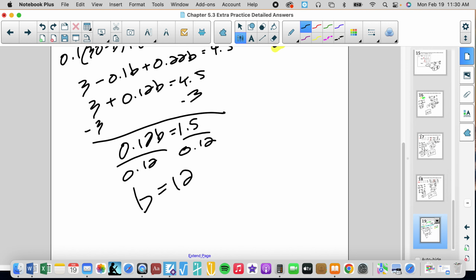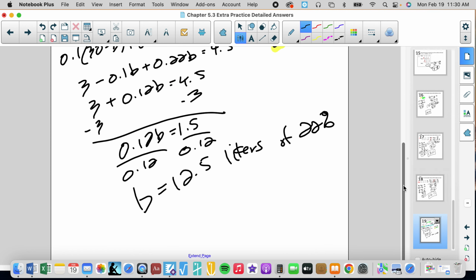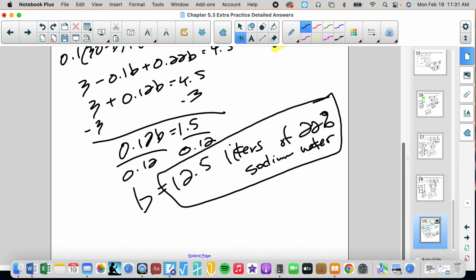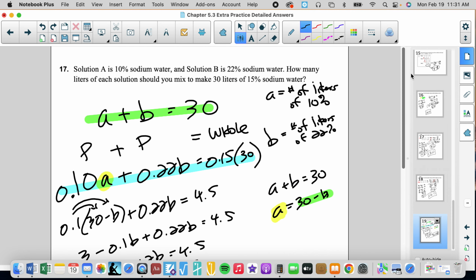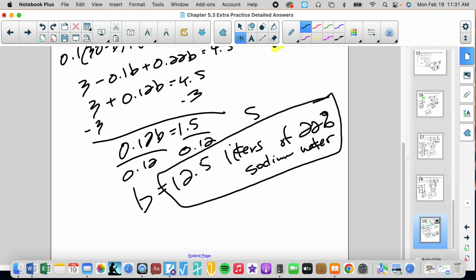B equals 12.5 liters of the B solution of 22% sodium water. So that's one of the solutions. Did you get what I said there? Solutions. Solution A and solution B. So that's solution B. Solution, and you get it, solution, meaning the answer.